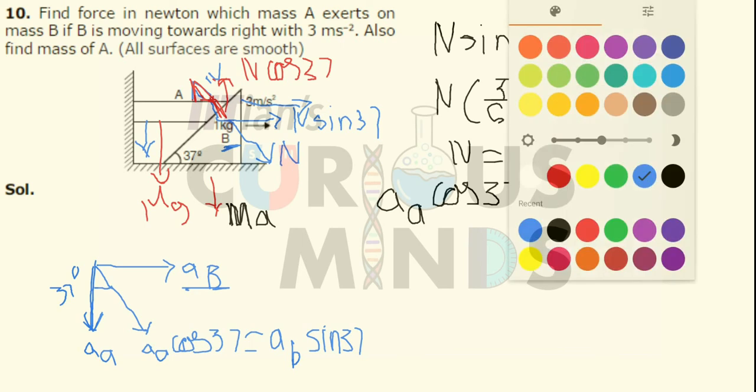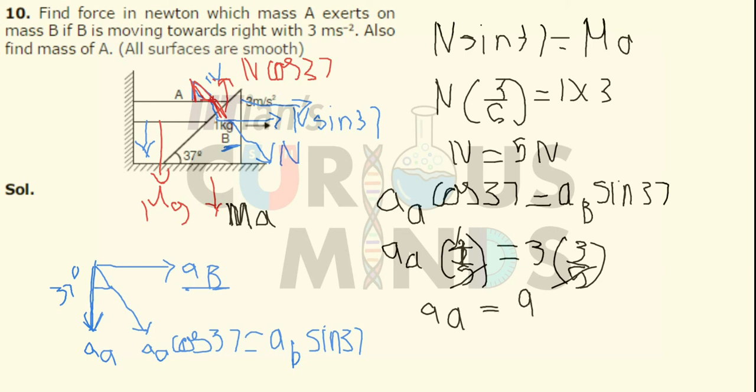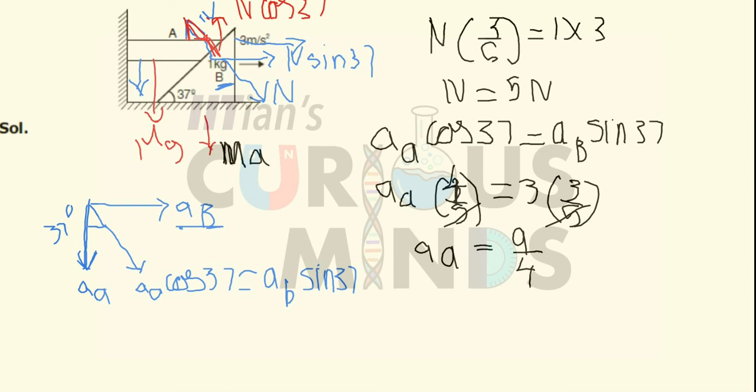So that is why when I substitute the values, AA cos 37 will be equal to AB, which is given as the acceleration of block B, 3, times sine 37, which is equal to 3 by 5. So 5 and 5 will get cancelled out over here. Cos 37 is 4 by 5, sorry, not 3 by 5, it will be 4 by 5. So AA will be equal to 9 by 4, that is the acceleration of block A is equal to 9 by 4.